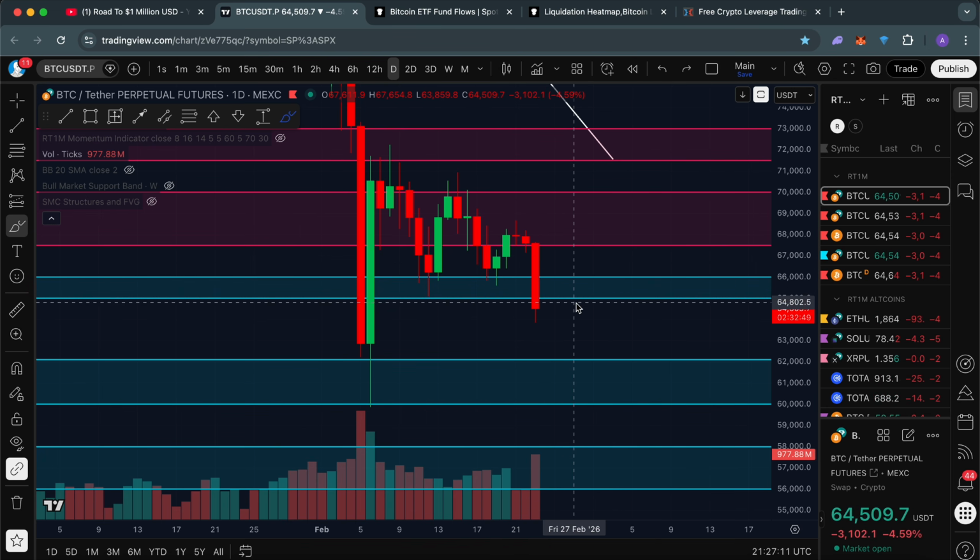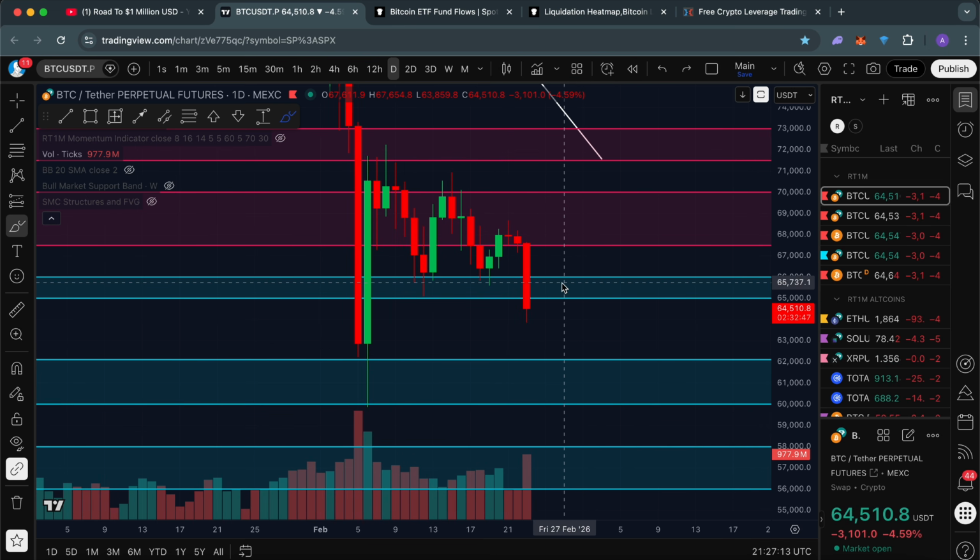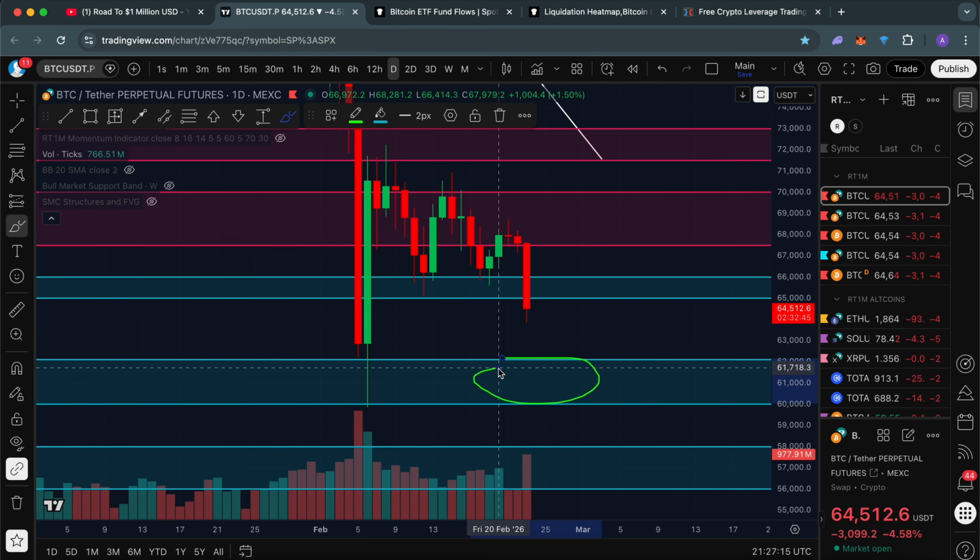However, breaking down below here would be a pretty bearish look here on the daily time frame. The next area of support on this higher time frame is sitting from 62 all the way down to 60,000 in the Bitcoin price.